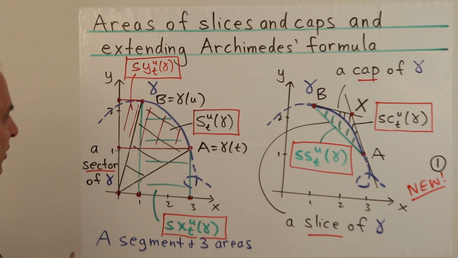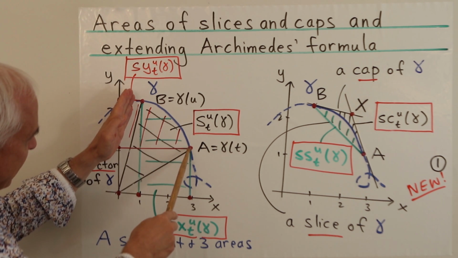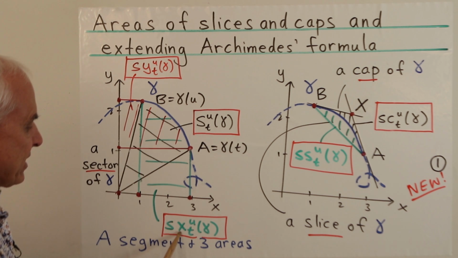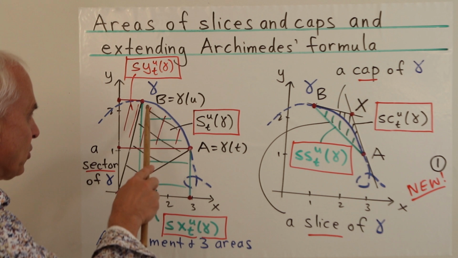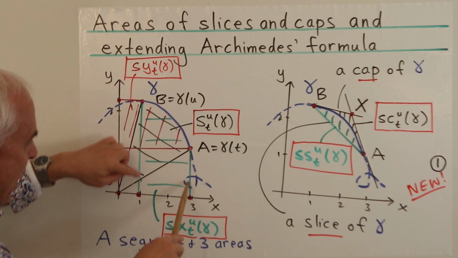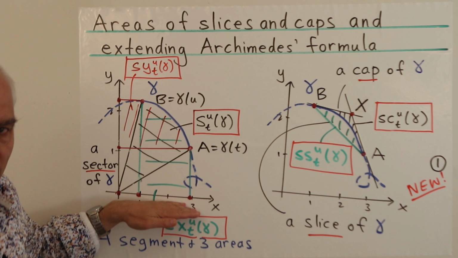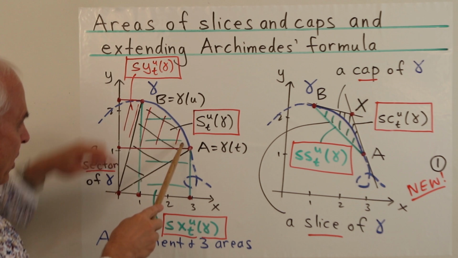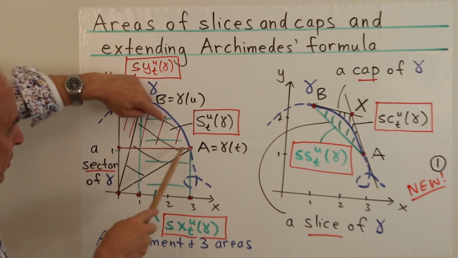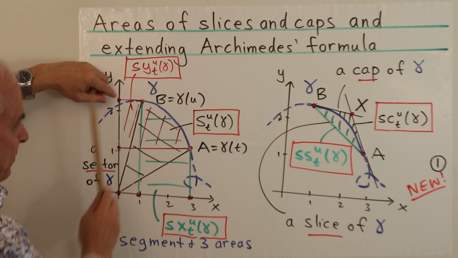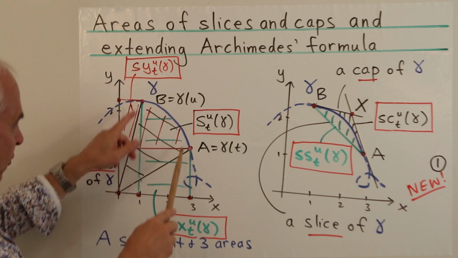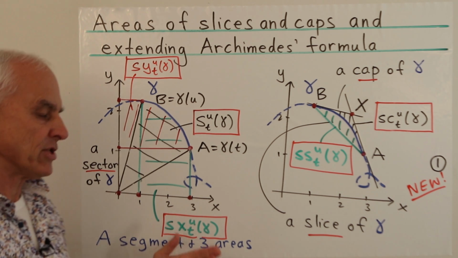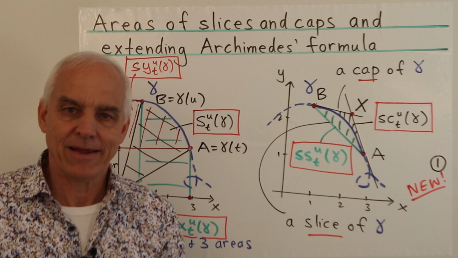But we also have seen that there's some associated areas that we call the signed x and signed y areas. For example, Sx, a signed x area associated to the curve. That's, in this case, the area underneath the curve to the x-axis. And similarly, we have the signed y area of the segment, which is the area between the segment and the y-axis. So that one is in red, this one here is in green, and this one here is in black.